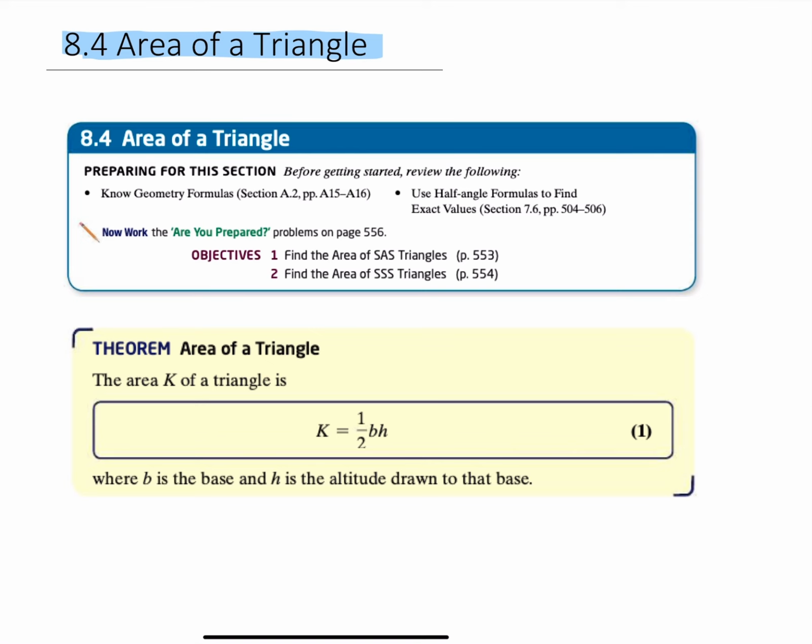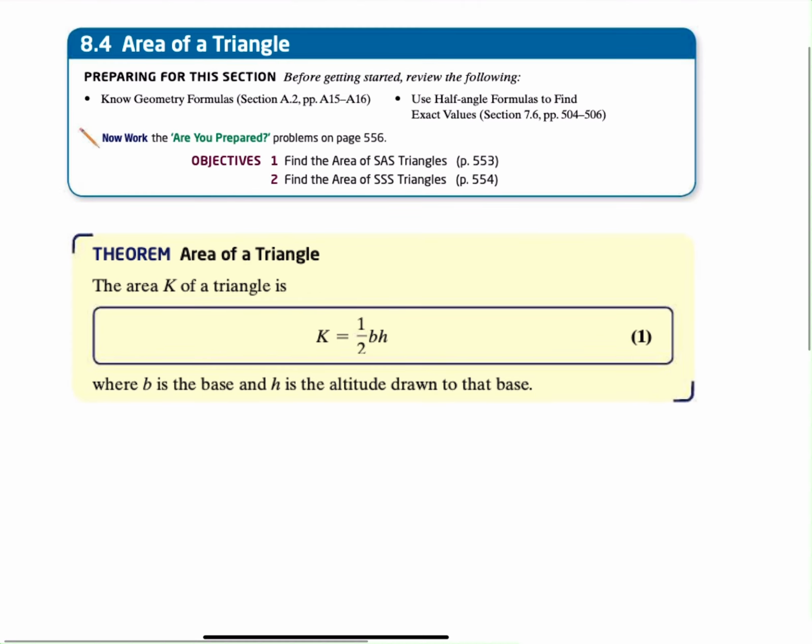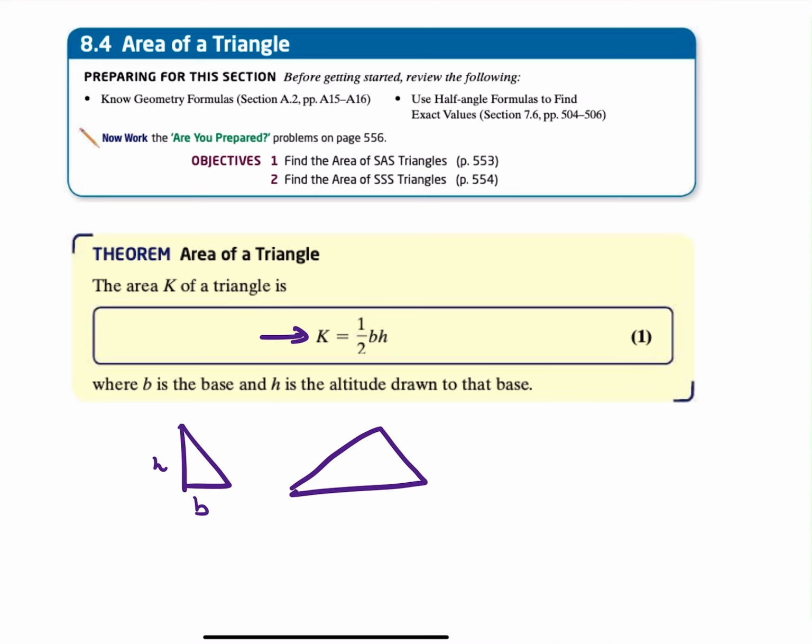So let's recall a standard equation from geometry that the area of a triangle is 1/2 times the base times the height. So if we have some triangle, we'll call this the base, call this the height. Or if we have a non-right triangle, it would still work out. We have the height here, and this whole side length would be the base. So let's use that as a starting point.